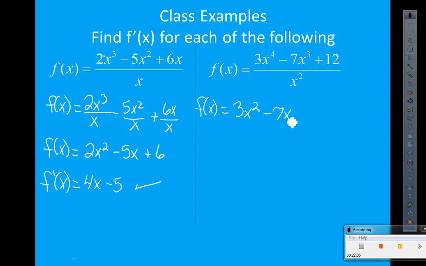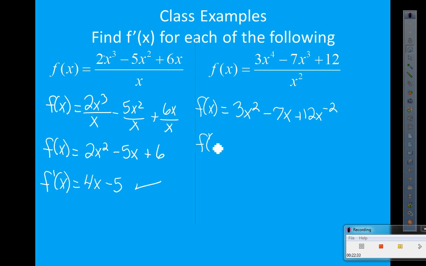Okay, now check this one out. 12 over x squared. I'm going to scribble that down here. 12 over x squared. You want to write that to where you can find the derivative of it. So I'm going to think of that as plus 12x to the negative second. So I just rewrote it. Now, go find each derivative.